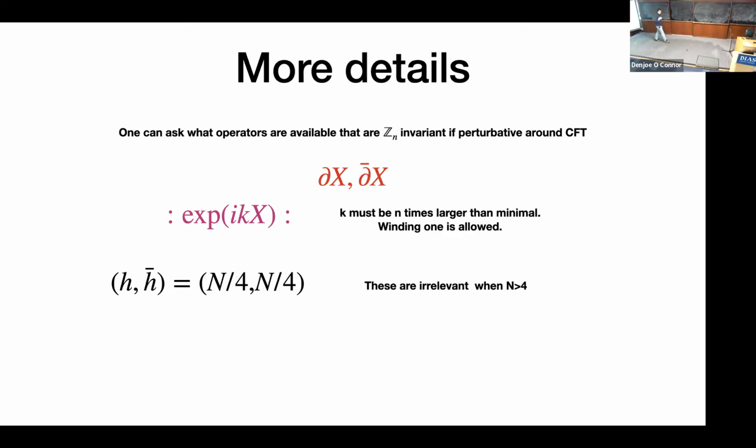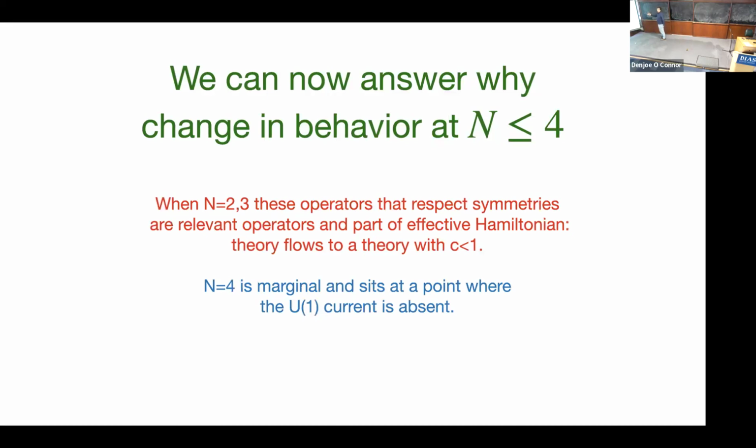So what that means is that even though you have these operators in the UV, in the infrared, it flows to the conformal field theory of the right central charge. And so now we can answer why there was this weird change in behavior for n less than or equal to 4. Basically, when n is equal to 2 or 3, these deformations of the theory that are allowed by Z symmetry are usually generated.